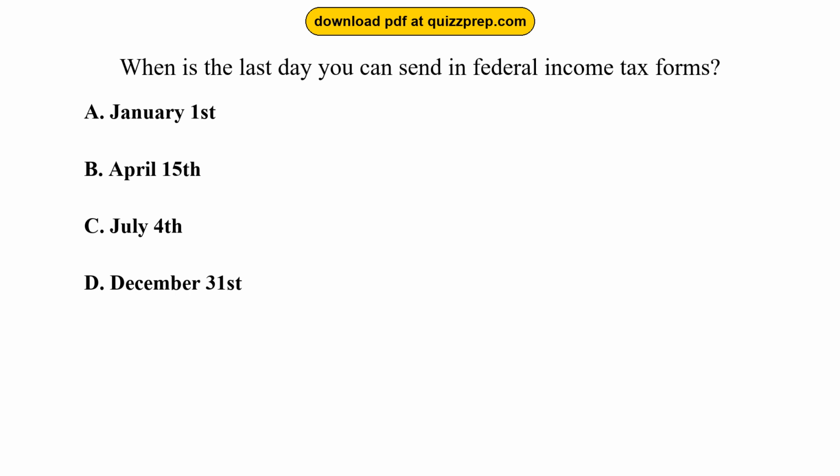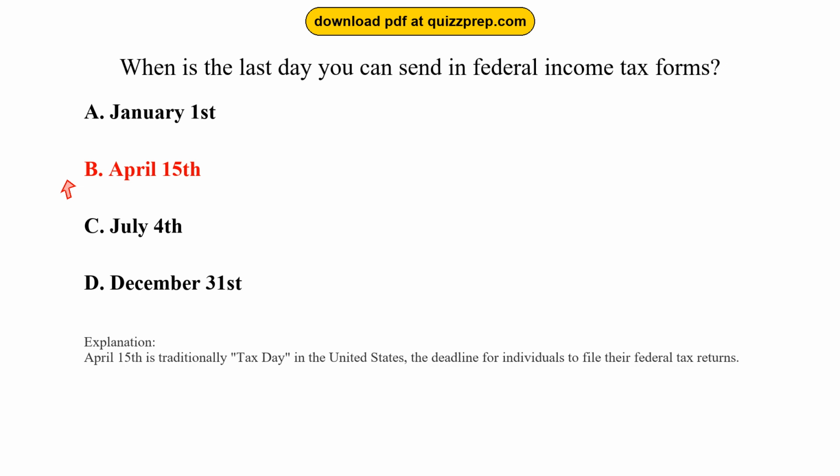Option A, January 1st. Option B, April 15th. Option C, July 4th. Option D, December 31st. The correct answer is option B, April 15th. April 15th is traditionally tax day in the United States, the deadline for individuals to file their federal tax returns.